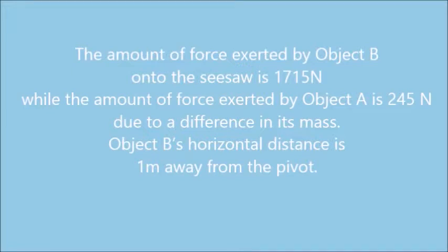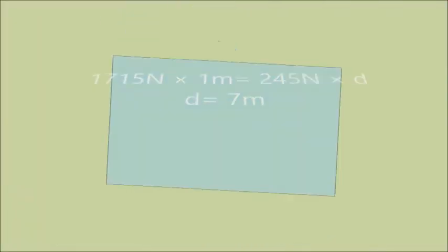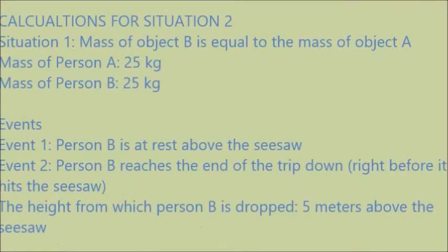Person B's horizontal distance is 1 meter away from the pivot. We can use this relationship to find the answer. So person A needs to be 7 meters away from the pivot to maintain an equilibrium. The two events for this situation are event 1 and event 2.